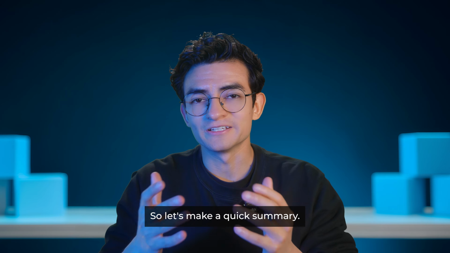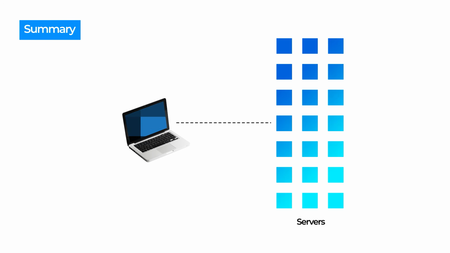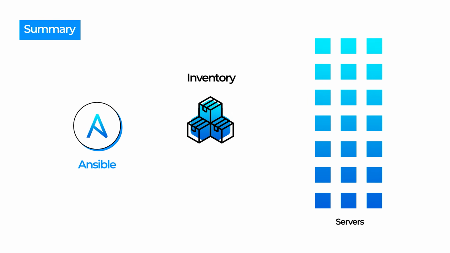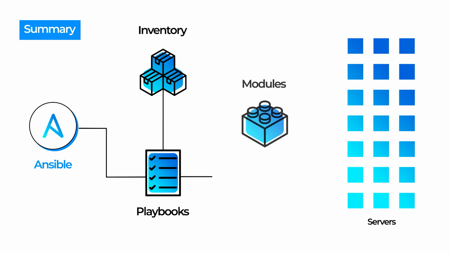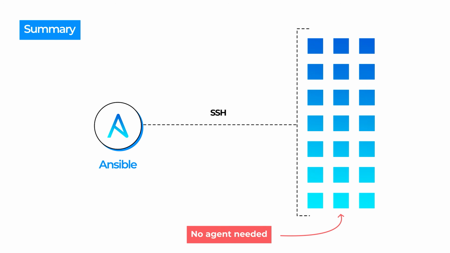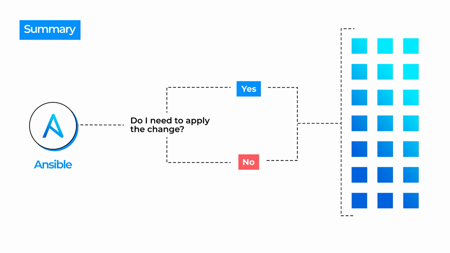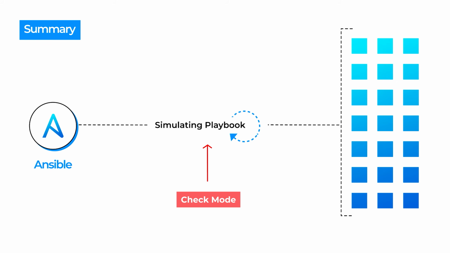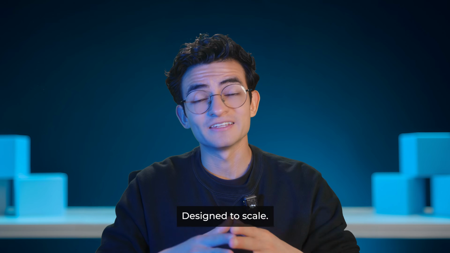So let's make a quick summary. You can make one server change manually. Easy, no problem, but doing that on more than 100 servers, that's impossible. That's where Ansible comes in. You define your servers in an inventory, then you write your actions in a playbook, and Ansible uses modules to execute them. It connects over SSH. This means no agent installation, no complex stuff. It is idempotent, so nothing changes unless it needs to. And with check mode, you can preview everything before it runs. In the end, Ansible turns manual work into clean automation designed to scale.